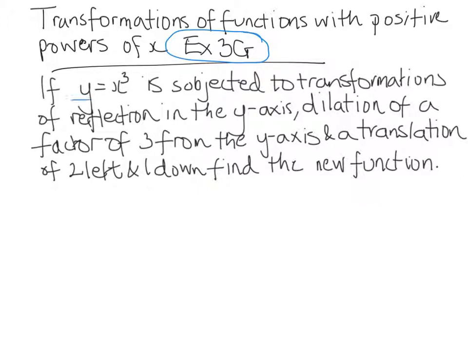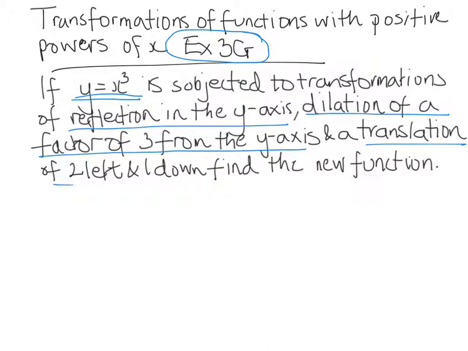So y equals x cubed is subjected to transformations of a reflection in the y-axis, a dilation of a factor of 3 from the y-axis, and a translation of 2 left and 1 down. So let's see if we can figure out what the transformation will leave us with. If y is equal to x cubed, that's our old graph. It's going to be transformed into a new graph. What will it be?